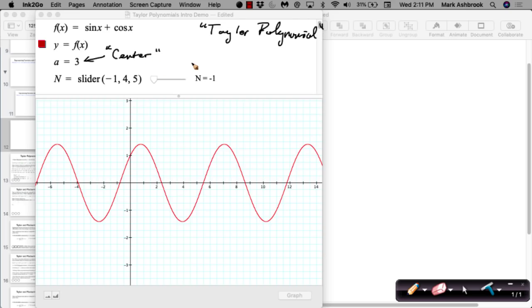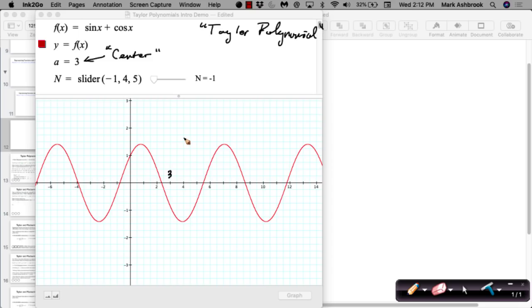So I'm setting the center at a equals 3. I'm going to show you some Taylor polynomials for this function, sine x plus cosine x, centered at a equals 3. And that's the x value. So here's 3 right here. And that's my value of a.